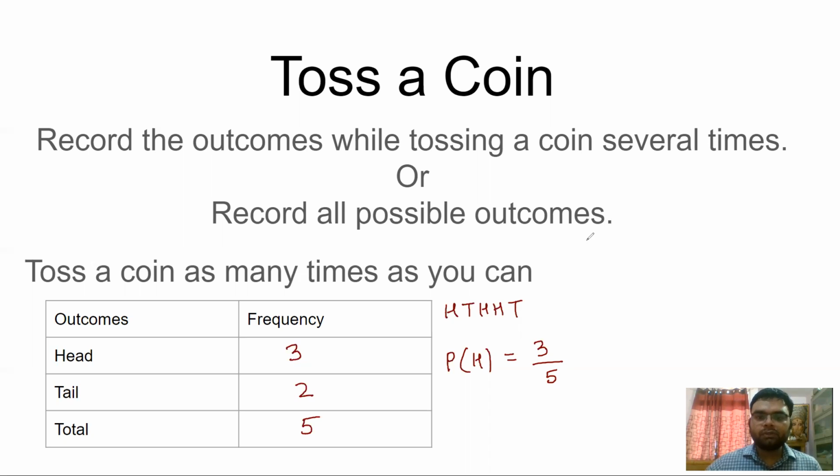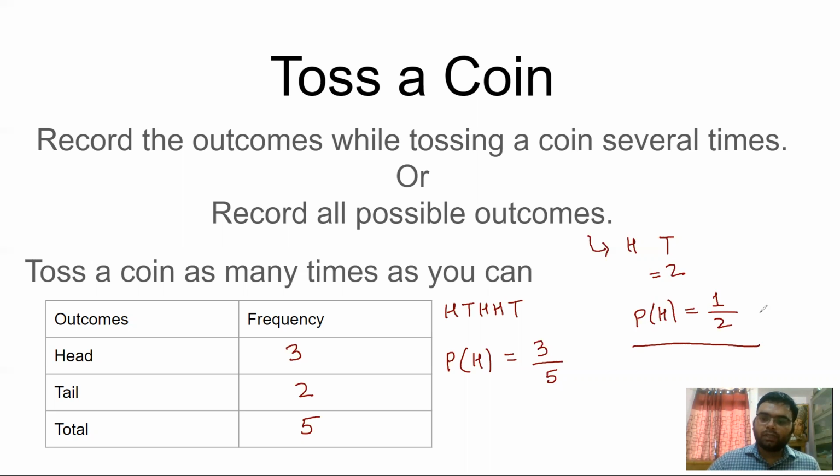The other approach is the probability of getting a head when a coin is tossed. There are only two possible outcomes when a coin is tossed. Either we will get a head or we will get a tail. So the total number of outcomes is 2, and out of which our interest is only 1. So the probability of getting a head is 1 upon 2.